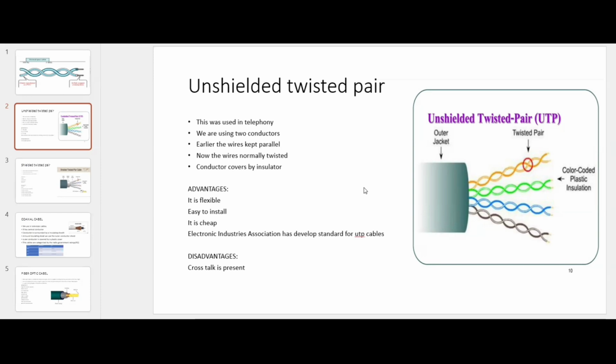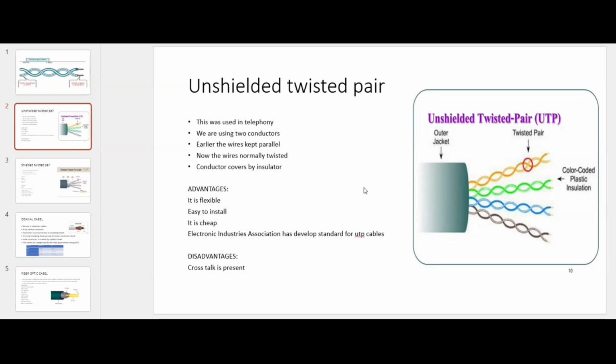UTP is used in telephone communication. Now also we are using this. We are using two conductors in this twisted pair UTP. Earlier the wires were kept in parallel, due to that it results in more noise. To overcome it, now we are using these wires normally twisted to reduce the noise, but not completely. To cover these conductors, we are using an insulator.